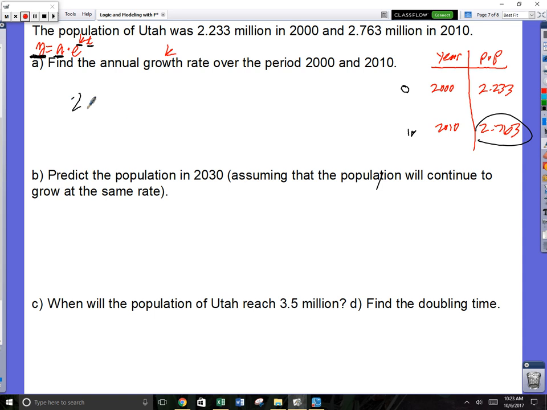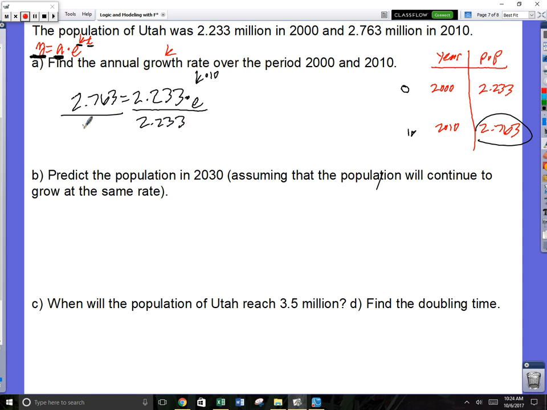So I ended at 2.763. That's my start. I started with 2.233 times E. I have no idea what the K is, but I do know the T. That took 10 years. So I have everything I need. Now I just gotta undo all of this and solve for K. So first let's undo the multiplication. So let's divide this by 2.233.